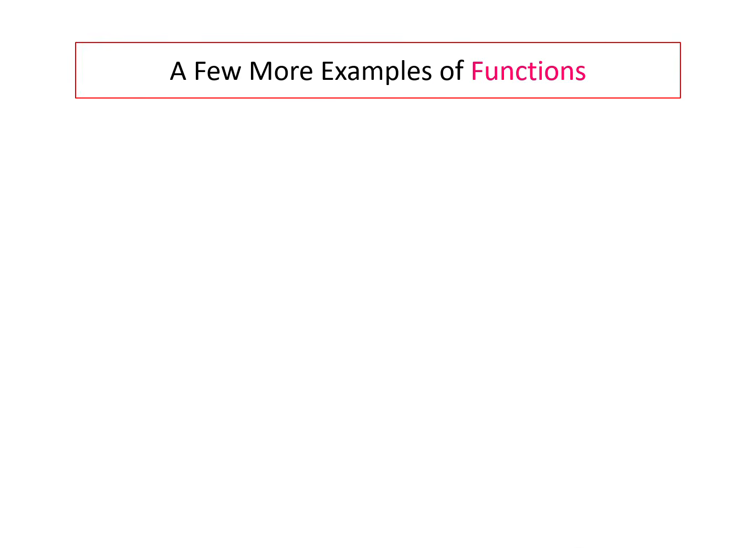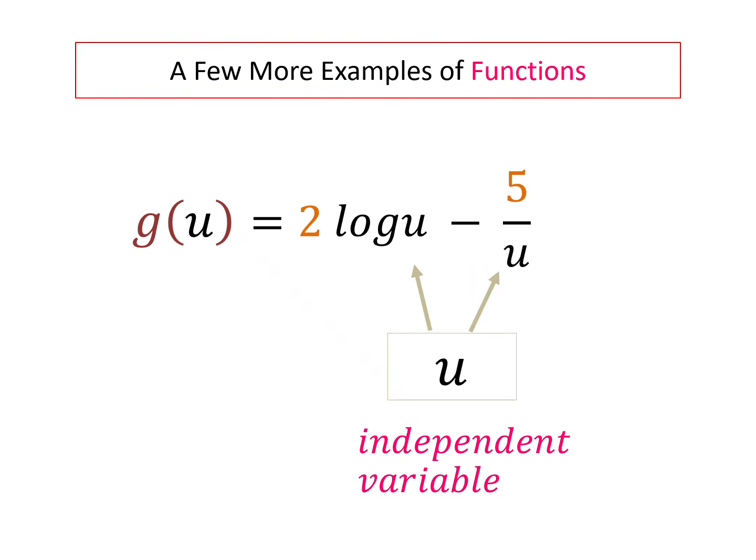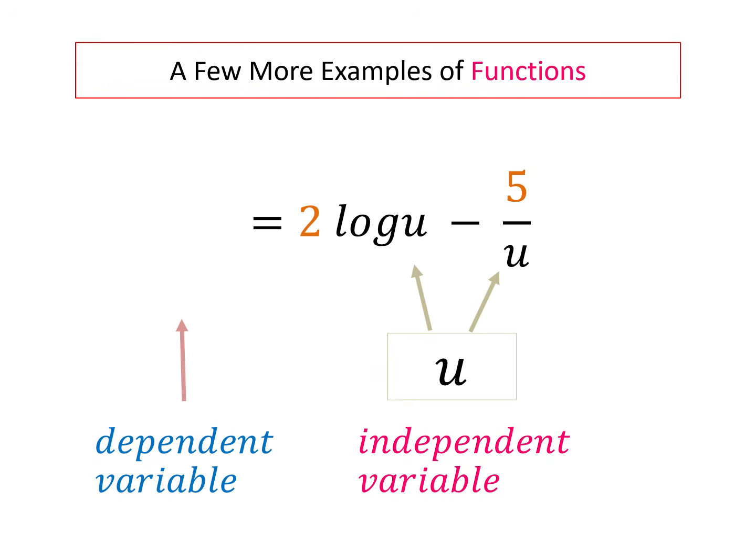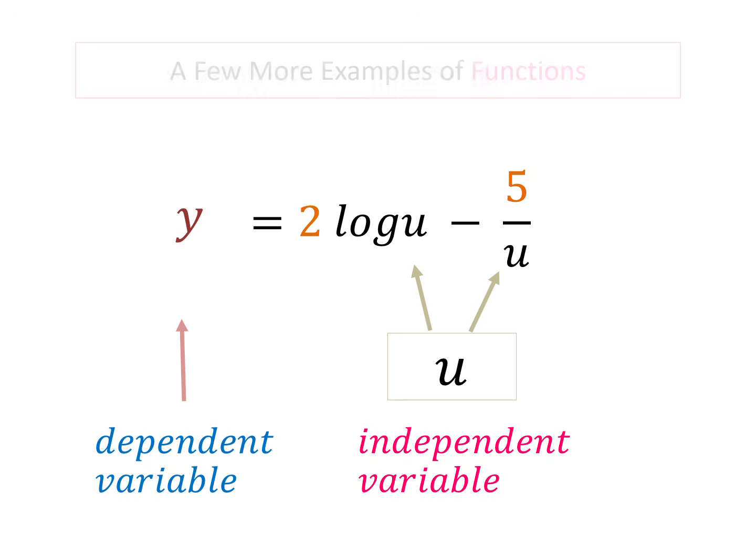Another example of a function. Here g(u) is in terms of u as independent variable and g(u) as dependent variable. g(u) can be replaced with another variable name like y or z to further simplify the relation so that we can easily differentiate or manipulate it.